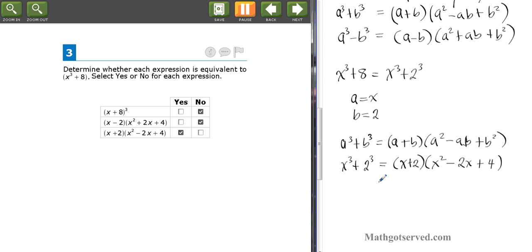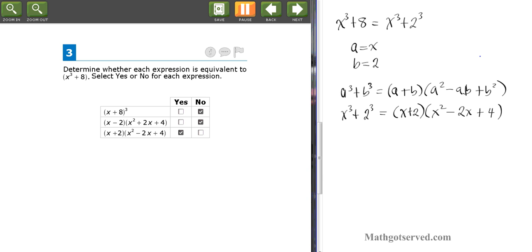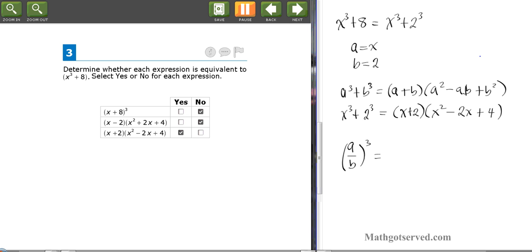One quick thing I just want to note is that the exponent distributes only across products and quotients. The exponent does not distribute across sums or differences. So what does that mean? If you have a over b to the third, guess what? This exponent can be distributed to the top and bottom. So you have a to the third divided by b to the third.